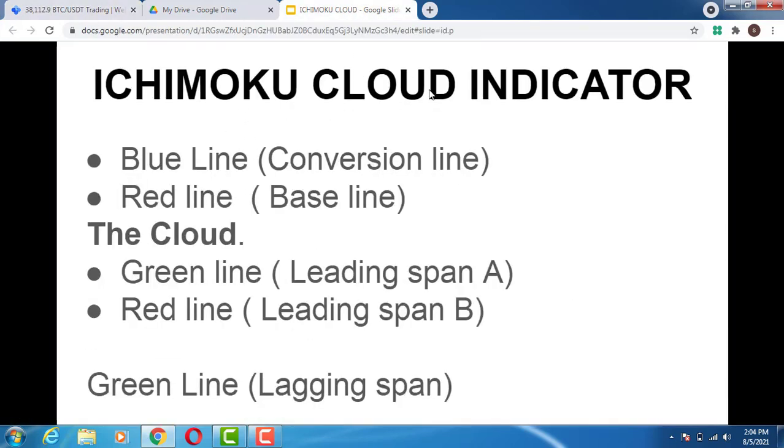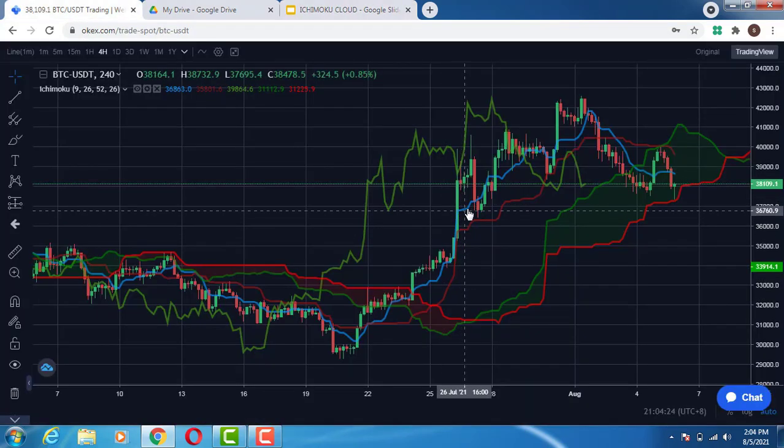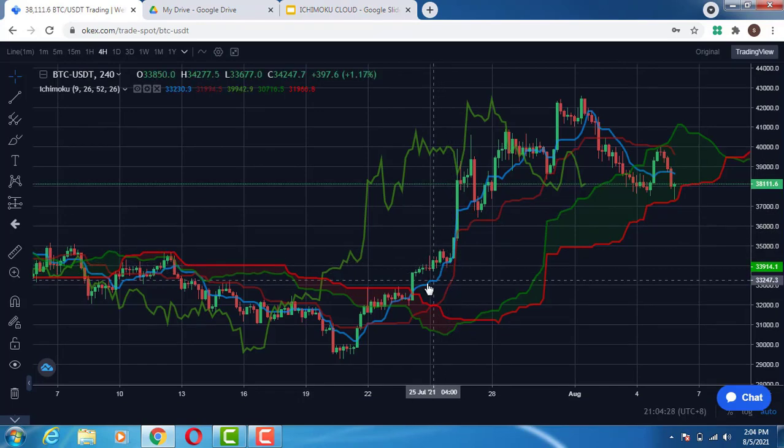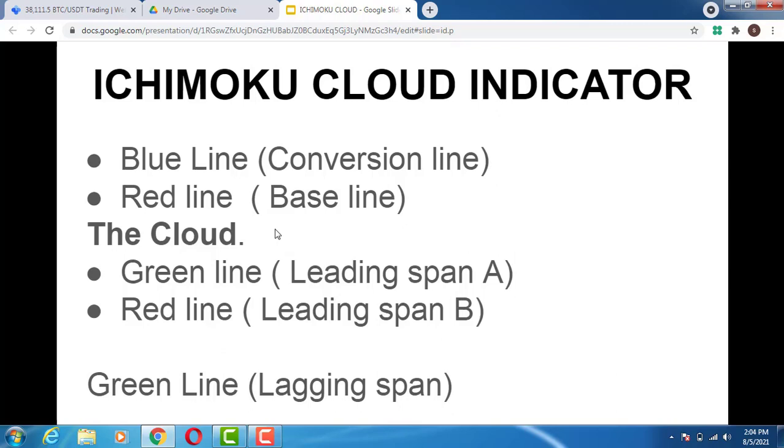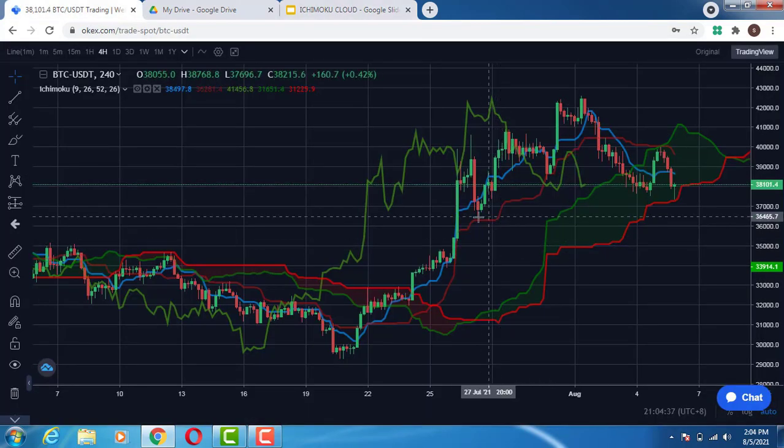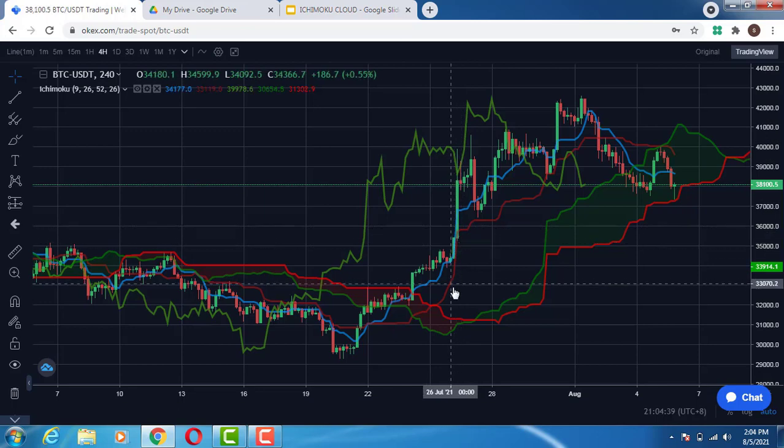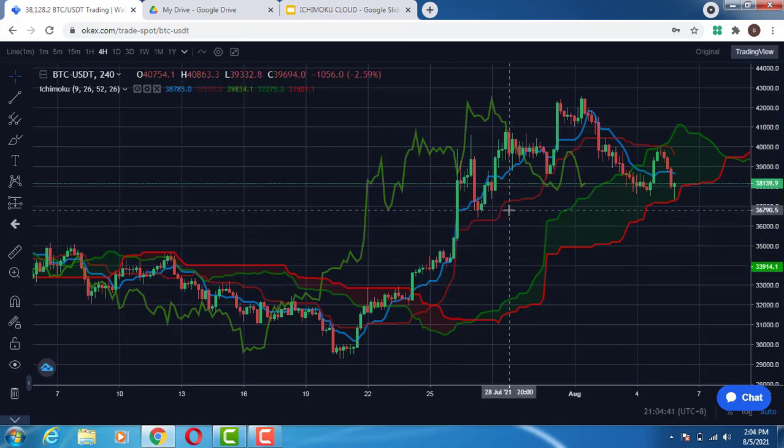Right here we have the Ichimoku Cloud indicator and its components. The first one is the blue line, which is called the conversion line. Now we also have the red line here, which is called the baseline. The red line that you are seeing on the indicator on the chart is also called the baseline.